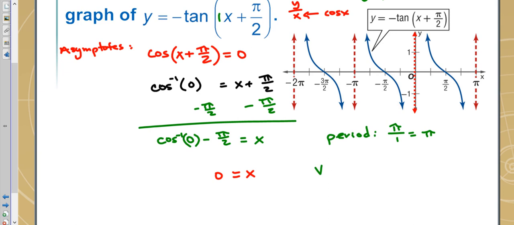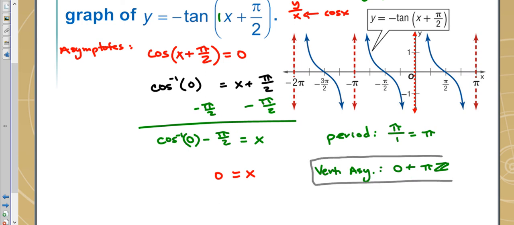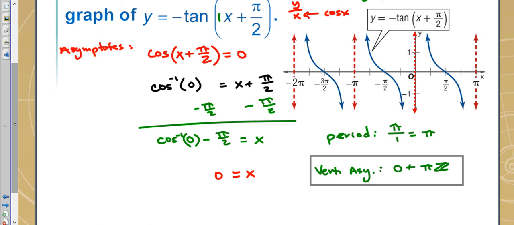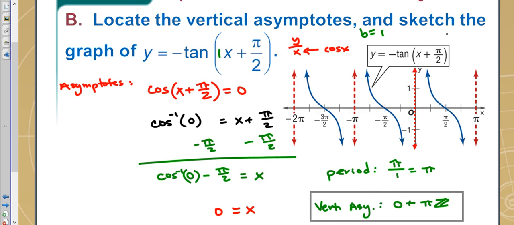So to write your vertical asymptotes, you would start at 0, and then you would add pi times that integer z. That just means any real integer. This is where they would occur. Let's see, locate any asymptotes and sketch. Well, you can just type that in the calculator to get that picture.